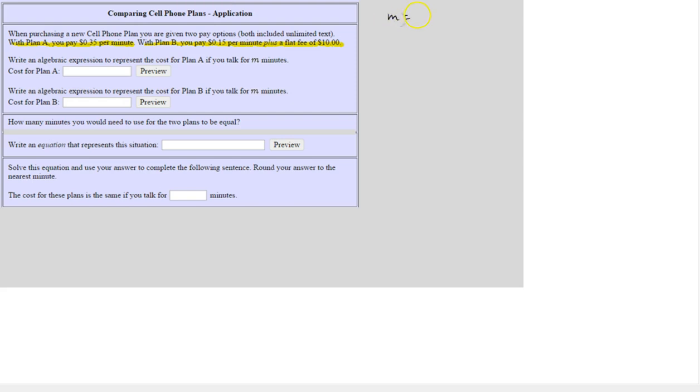So m equals the number of minutes you talk. I'll just write that as the number of minutes. And now we want the cost, and I'm going to write Plan A here because remember there's two plans, so you really want to be specific about how you write these things so you don't confuse them later with Plan A or Plan B. So the cost for Plan A, going back, it says you pay 35 cents per minute. So you're going to multiply 0.35, or just 35 cents, times the number of minutes.